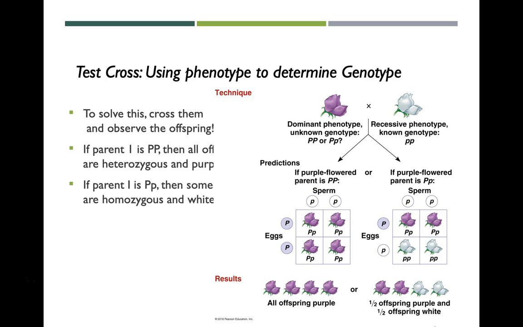The other scenario is that purple plant is heterozygous for purple. And in that case, if we cross those plants, when we do a Punnett square, we would expect that half the offspring would be purple and half the offspring would be white. So then when we actually cross those plants and do the breeding experiment, we can determine and sort of work backwards from what information we get from the cross to determine the genotype of that individual.